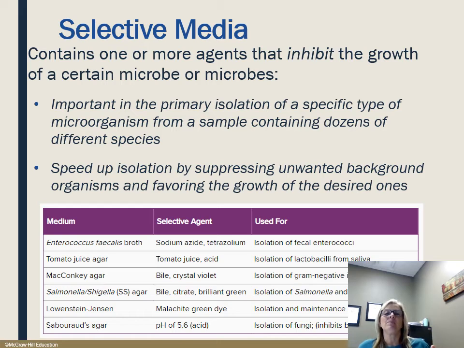Okay, so this is important to speed up isolation when a sample has potentially many different species coming from something like, say, feces. You're going to have several different species of bacteria. Many you know are supposed to be there, and so you need to inhibit the growth of those and select for those which are potential pathogens, okay? Also from areas like saliva, skin, water, soil. You want to suppress the unwanted background organisms that are supposed to be there and favor the growth of the desired ones, which are going to be the pathogenic ones.